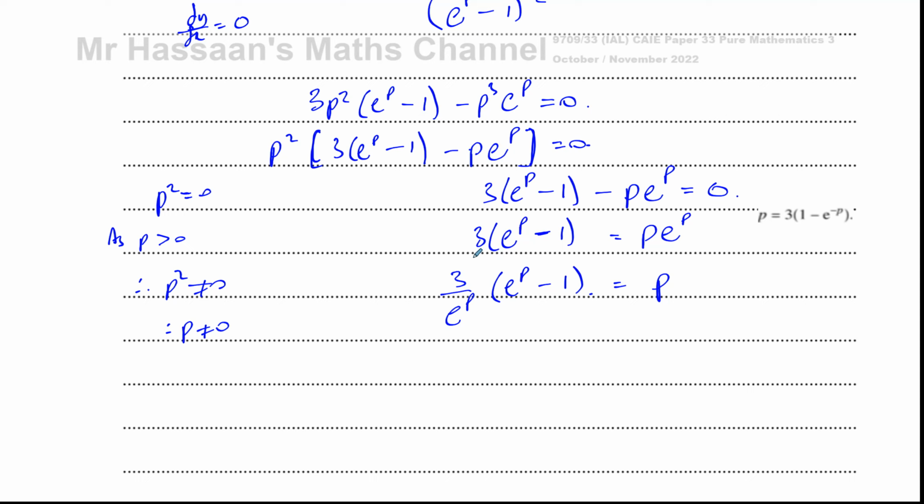Because I want to have it like this, I'll leave the 3 on the outside, and I'm going to multiply by e to the power of p. So 1 over e to the power of p times e to the power of p is 1. And you're going to have minus 1 over e to the power of p. This is like 1 over e to the power of p times minus 1 over 1. We're left with this equal to p.